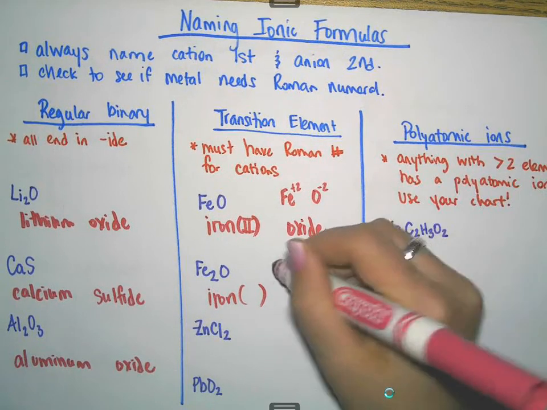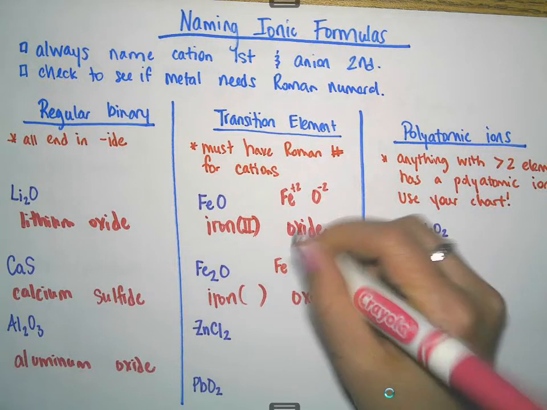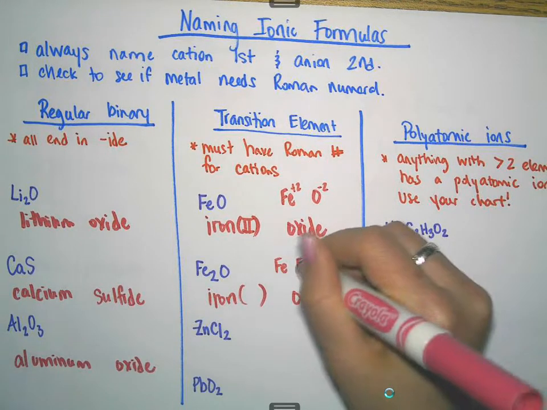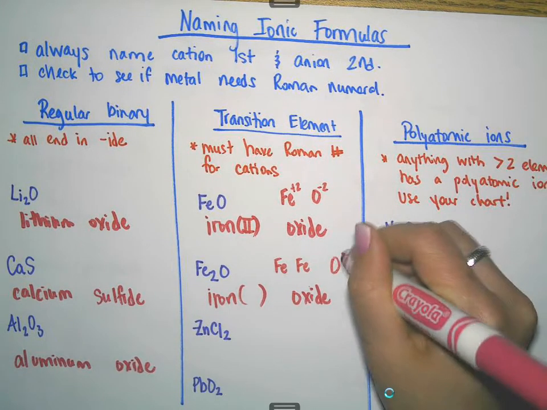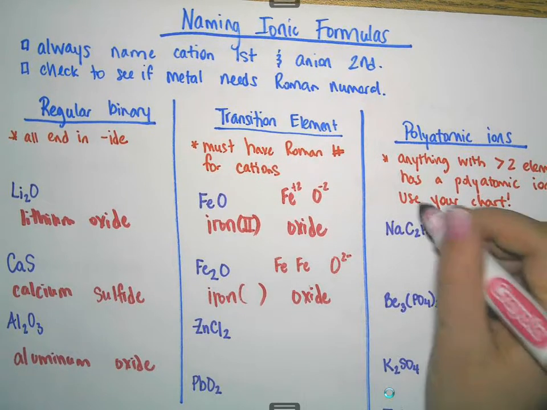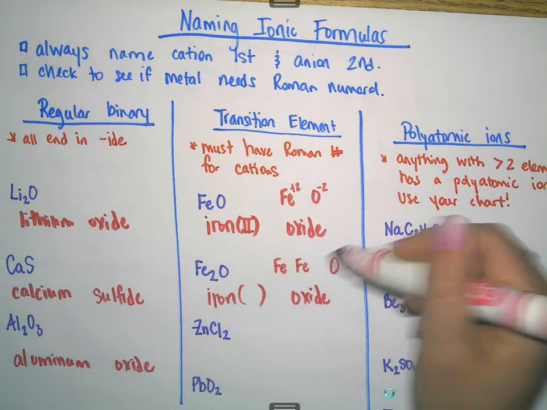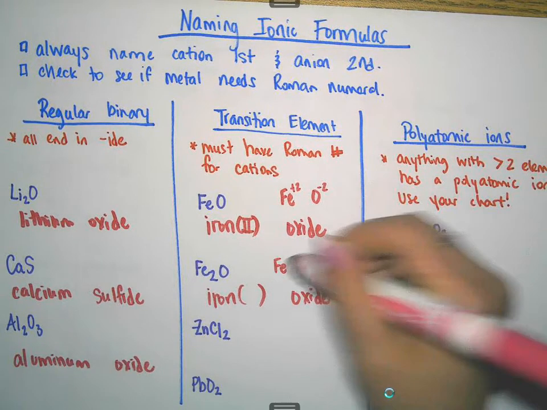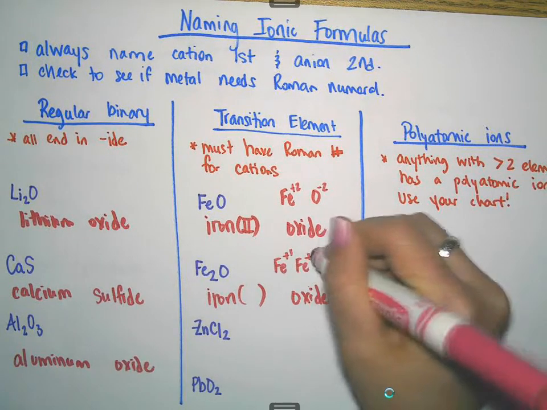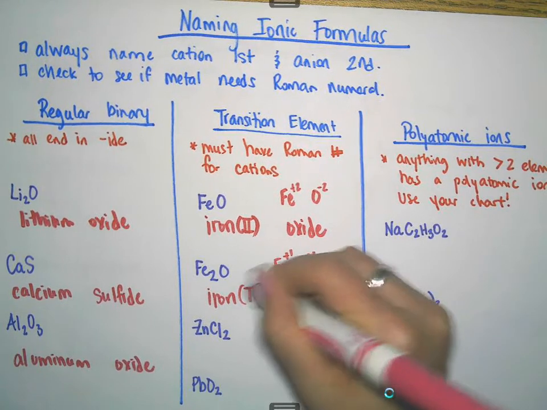This iron oxide has 2 irons, so it's got 2 and it's got 1 oxygen. Well, again, oxygen has a charge of -2, but this time I have 2 irons that it took to cancel out the -2 because they're both +1. So this one will be iron 1 oxide.